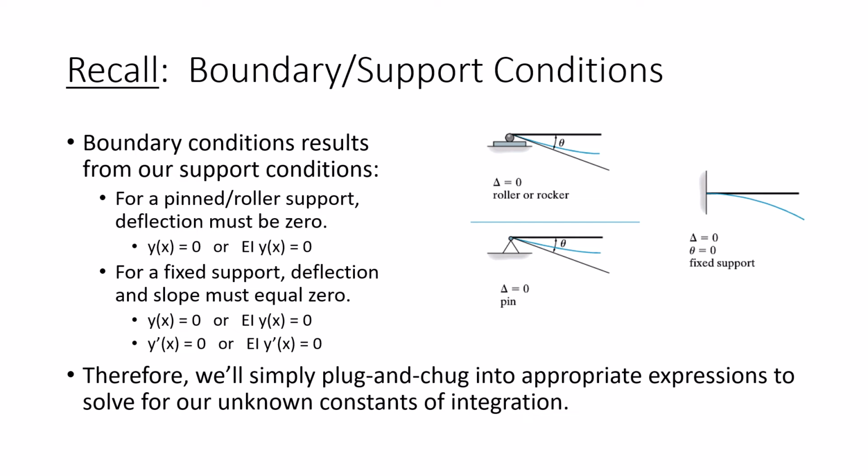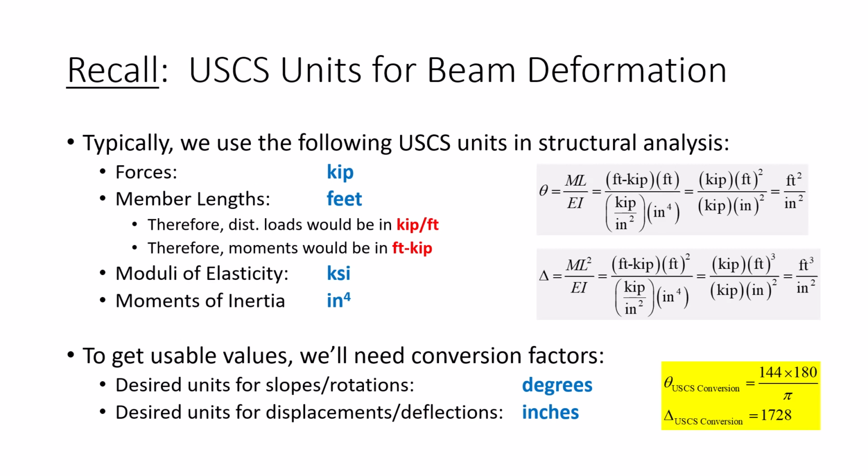We're going to have two problems: a cantilevered beam and a simply supported beam, and see how that works out. The last thing that I'll point out is our unit conversions. In USCS units, we have a typical unit system that we use for beam deflection.